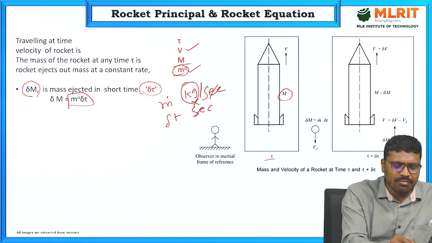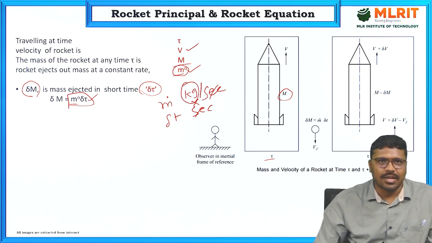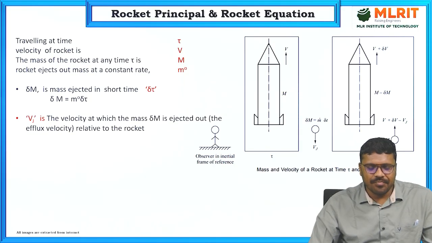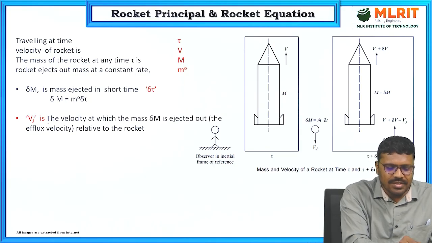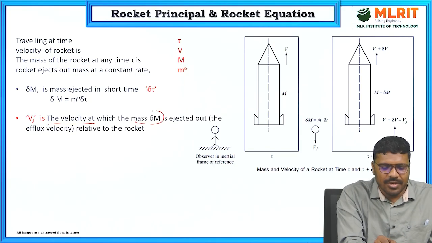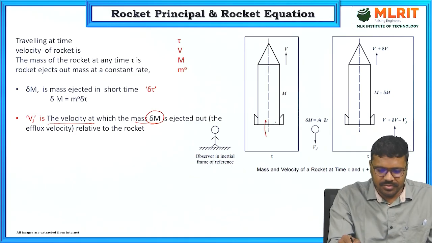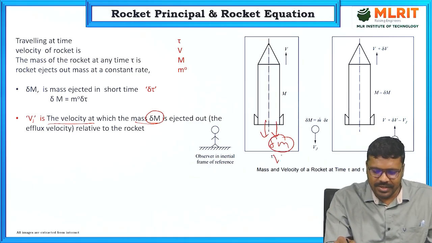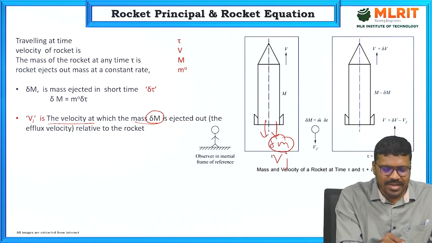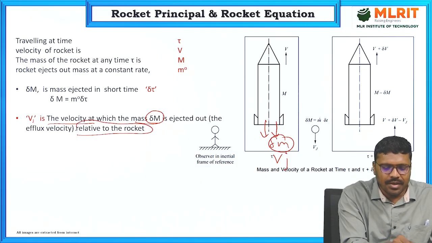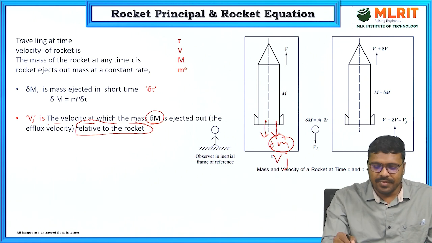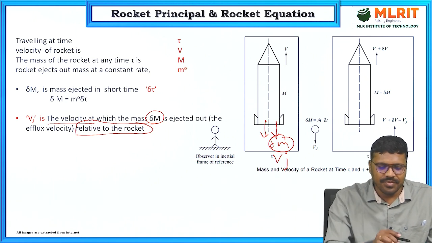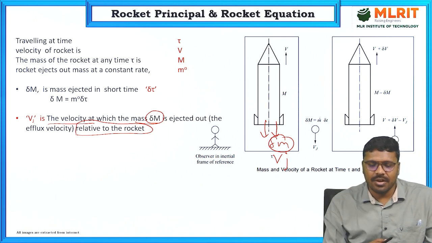So delta m is equal to m dot into delta t. Next, Vj. Vj is the velocity at which the delta m is ejected. Delta m is ejected with velocity Vj, and this Vj is relative to the rocket. Whatever the velocity Vj we are considering here, the exhaust velocity, that is with respect to the rocket.